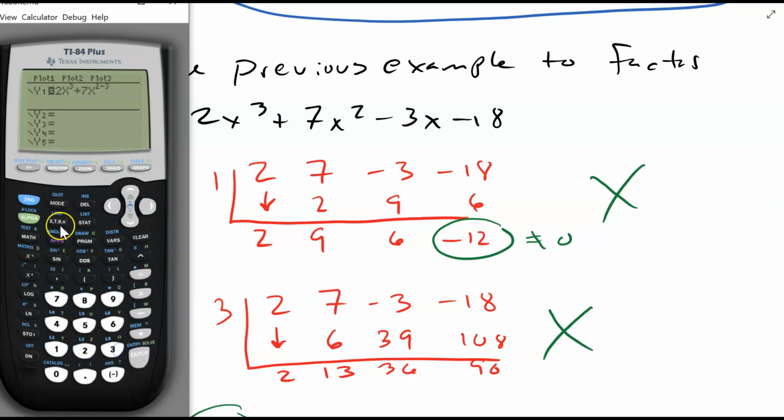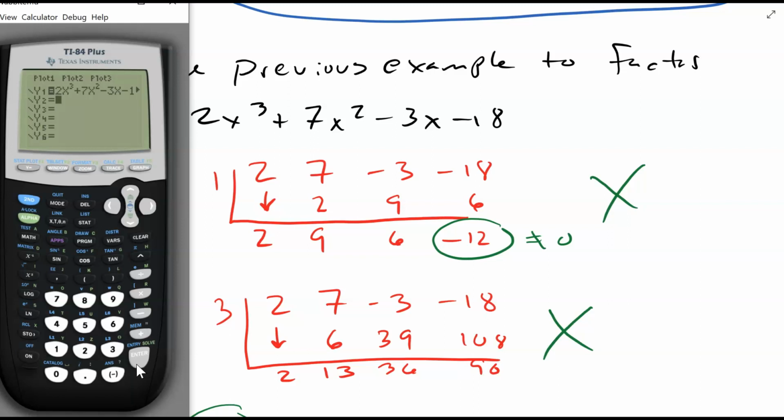Minus 3x minus 18. So I'm just going to type that polynomial into the y equals exactly as it's written. I want to make sure that anything else in my y equals menu I've gotten rid of, so just clear out any other equations that might be in there. They're just going to get in our way.